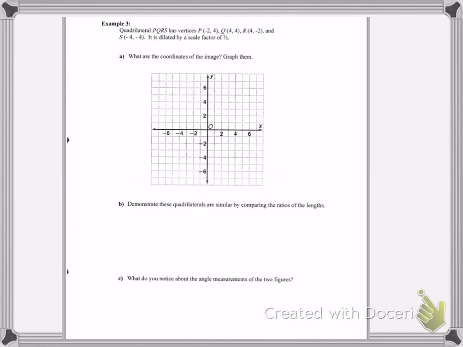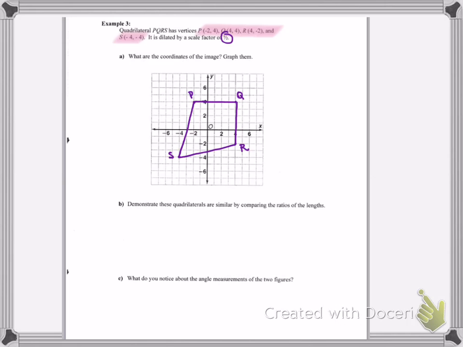Here we're looking at, for example 3, a quadrilateral. It has the vertices P, Q, R, and S, and it's dilated by a scale factor of 1/2. So we are going to go ahead and plot the coordinates of the image, but before we do that, let's go ahead and plot the original quadrilateral PQRS. So there's my original quadrilateral, and now I'm going to switch colors and plot the dilated PQRS.